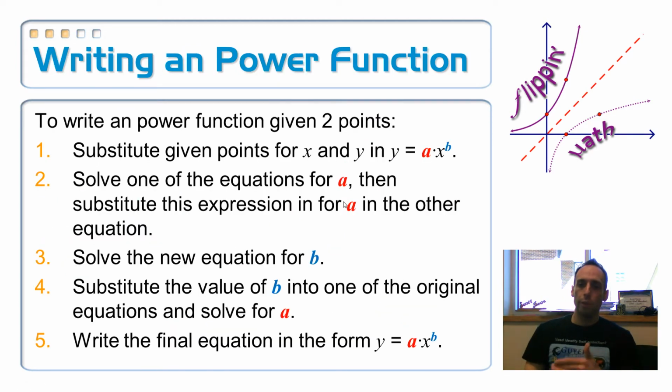Substitute your points in for x and for y into y equals a times x raised to the b power. Solve this simpler equation for a and substitute that expression into the other equation in the place of a, so it gets rid of it. Solve the new equation for b, and that's going to involve a logarithm because we're solving an exponential equation. Once we get our b, stick it back into one of the original equations, find the a, and then finally write the answer.